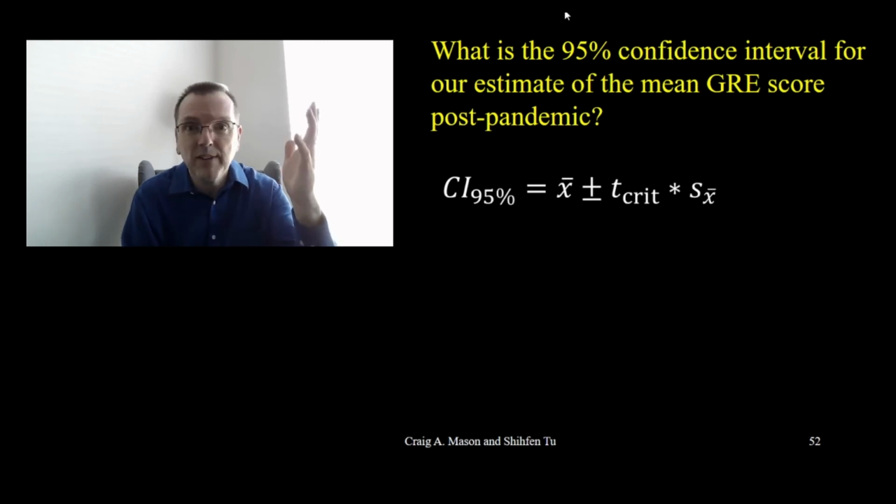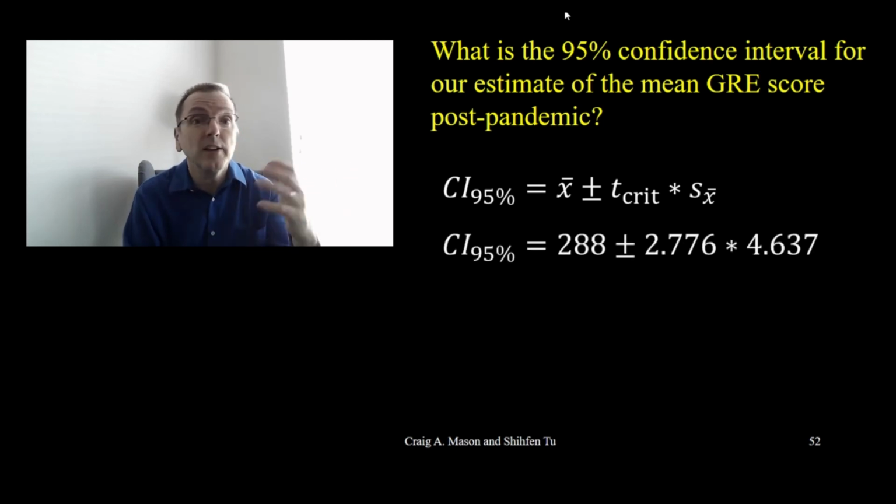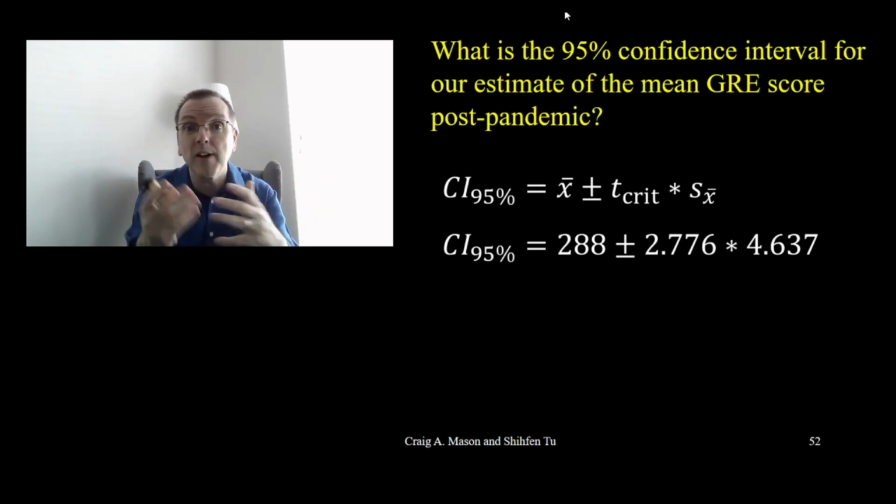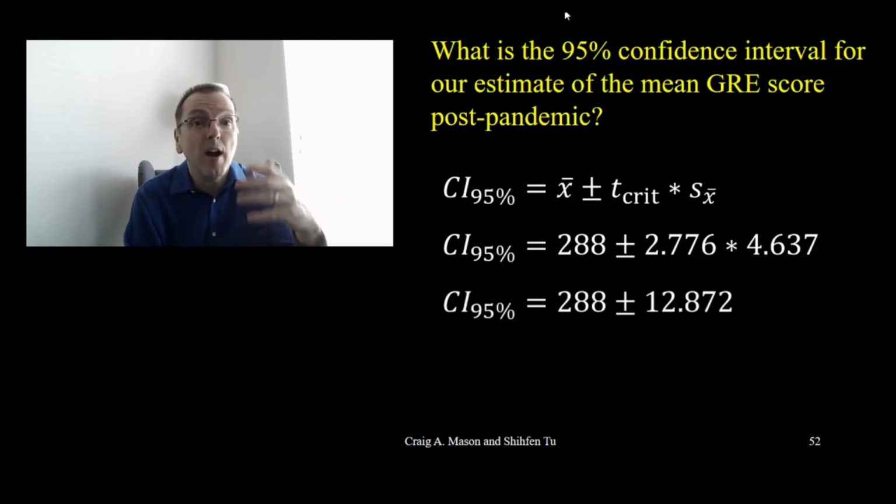Now, given that, we've got the formula, let's plug and chug. We substitute in our values and get the 95% confidence interval is equal to 288 plus and minus 2.776 times 4.637. If we multiply our critical t-score times the standard error of the mean, we get our 95% confidence interval is equal to 288 plus and minus 12.872.